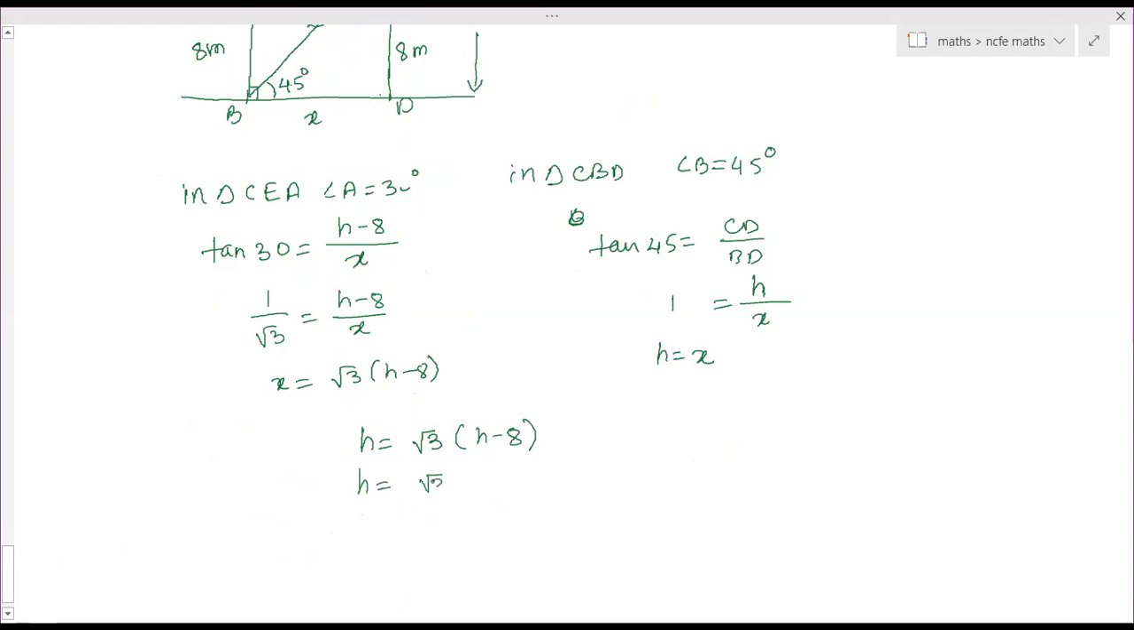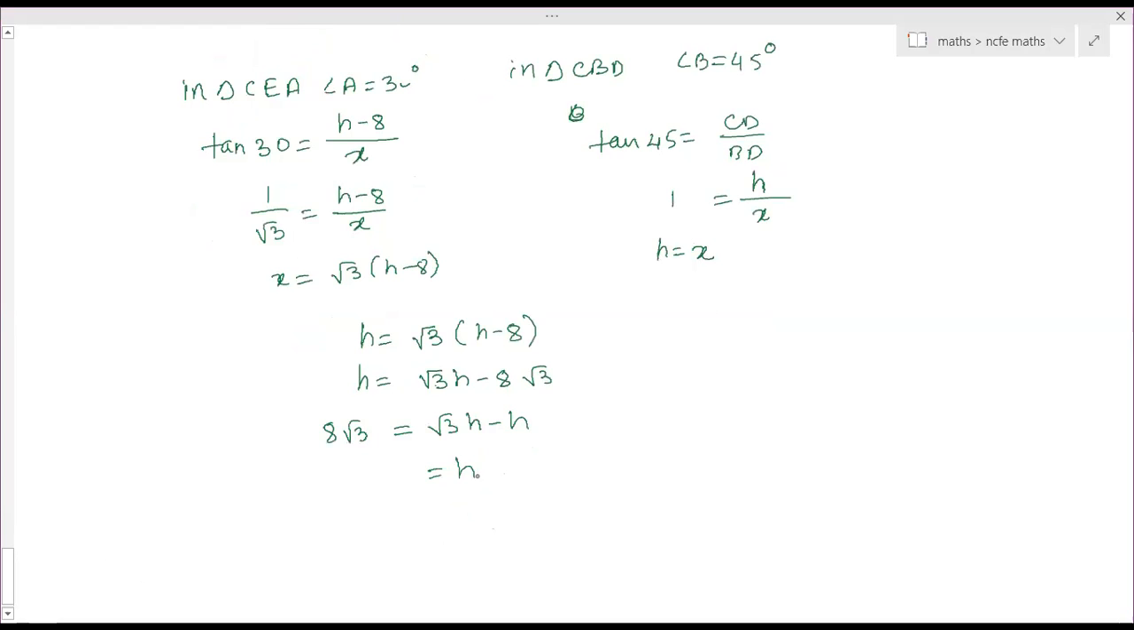H is equal to root 3H minus 8 root 3. So 8 root 3 will take this side because root 3H will be greater. 8 root 3 minus, and this H will come this side. Root 3H minus H. In this case, take H common. The value inside will be root 3 minus 1, equal to 8 root 3. Now H is equal to 8 root 3 by root 3 minus 1.